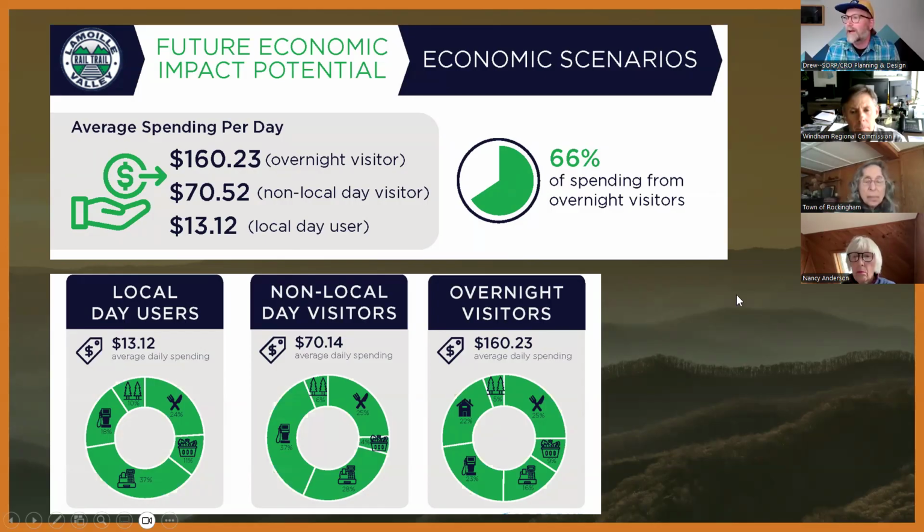And really importantly, 66% of the spending comes from overnight visitors, even though a much smaller percentage of the visitors are overnight users. And you almost always see that, because overnight visitors spend so much more. So if you can increase overnight visitation by just a few percent, you will increase your total economic impact by a lot. And so that's the area you want to grow the most.